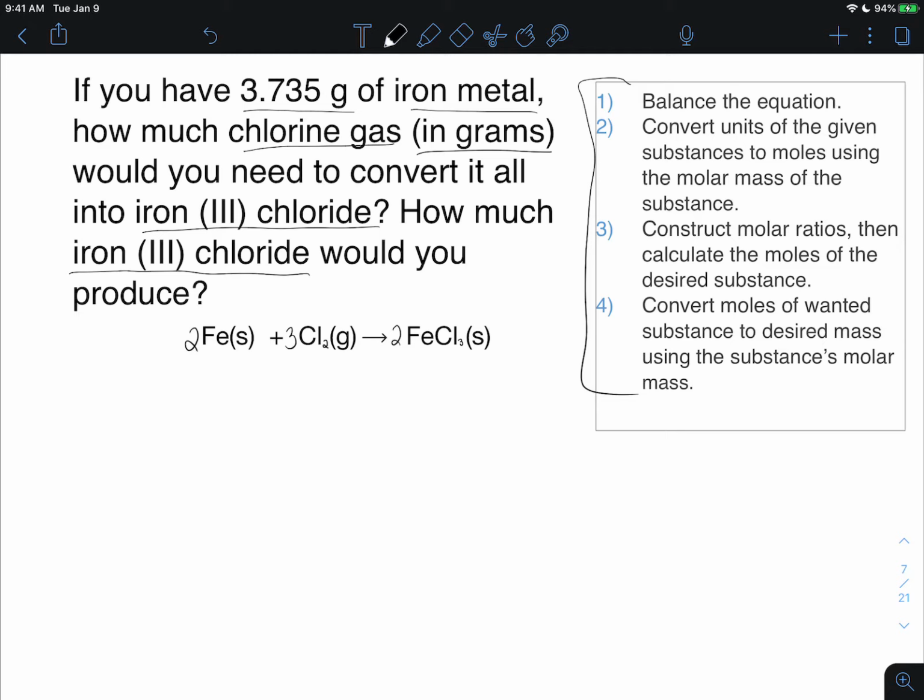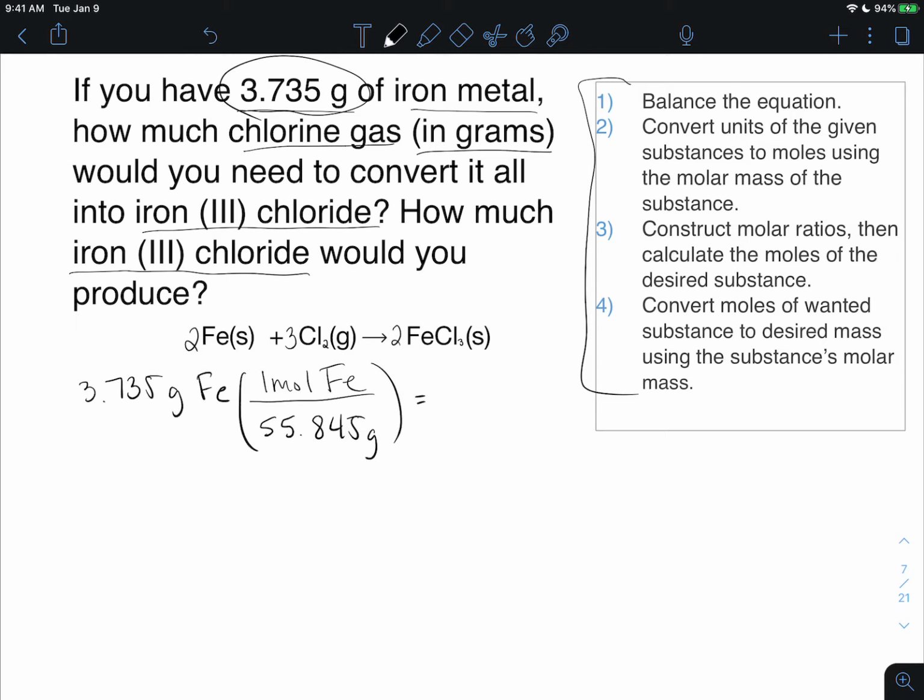Then we're going to convert our given units, which are 3.735 grams of iron metal, into moles of that substance. So we've got 3.735 grams of iron. And on our periodic table, we see that iron has a molar mass of 55.845 grams. So we want that on the bottom, so we cancel out grams to give us 1 mole of iron. So we're going to take our 3.735, divide it by 55.845, and we get a value of 0.06682 moles of iron. Now we can use a molar ratio to go from moles of iron into moles of chlorine.